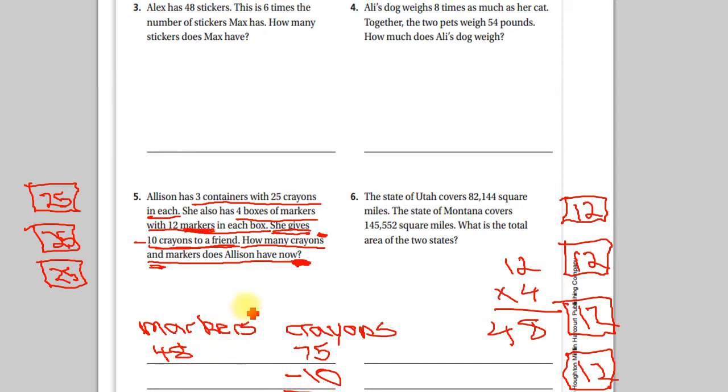Well, do I have my answer now? Let's go back and look at the question. How many crayons and markers does Allison have now? She has 48 markers, 65 crayons. If we need to find out how many of both, we have to combine those numbers. And to do that, we just have to add 48 plus 65. Now I'm going to use regrouping. 5 plus 8 is 13, carrying my 1. 6 plus 4 is 10, plus 1 more is 11. Now I have my answer, 113. And it's 113 what? Crayons and markers.